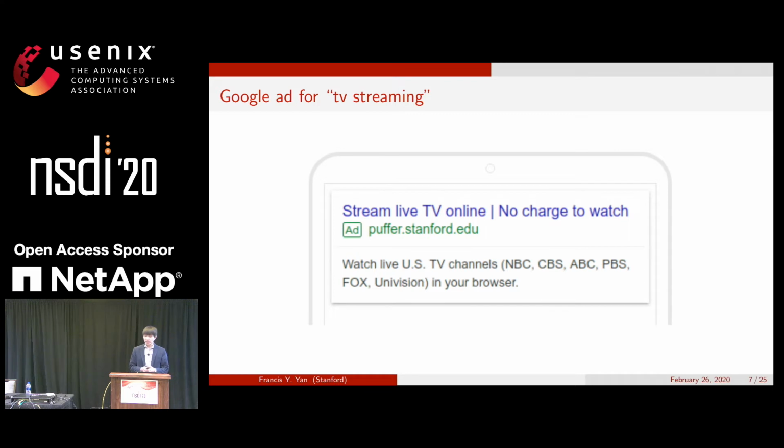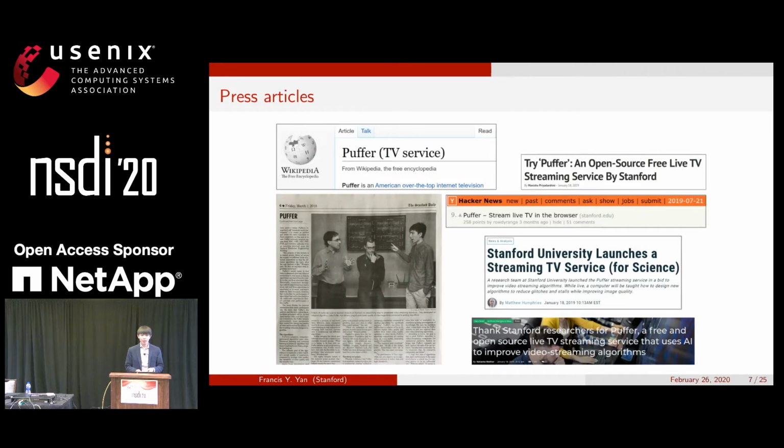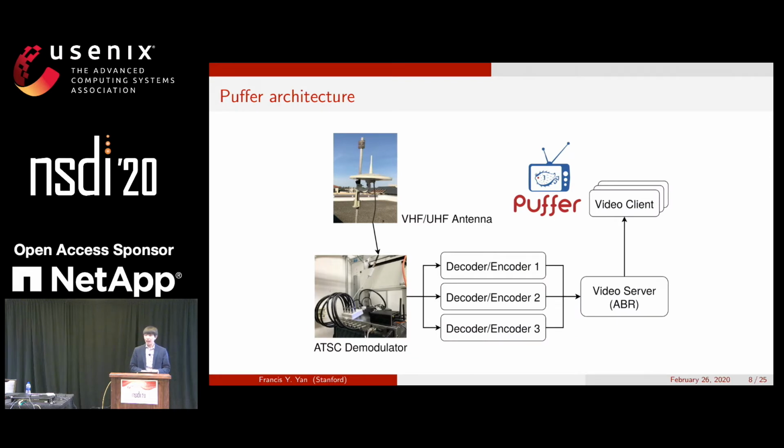To recruit steady participants, we purchased ads on Google and Reddit for keywords such as live TV and TV streaming. We were also featured in many press articles as a free TV service and as a research study at Stanford. Having 100,000 users is a lot more challenging than building a research prototype. We spent a huge amount of time in building the platform and maintaining its reliability.